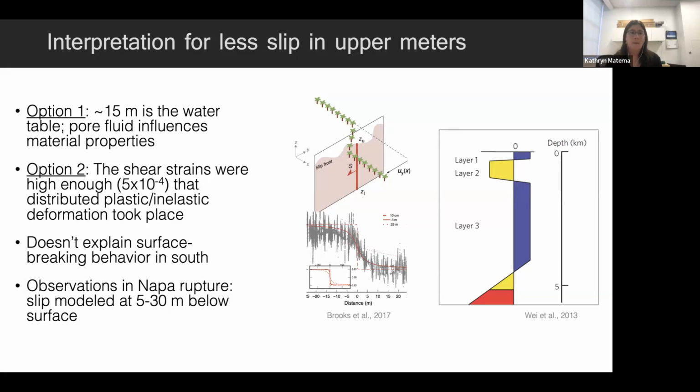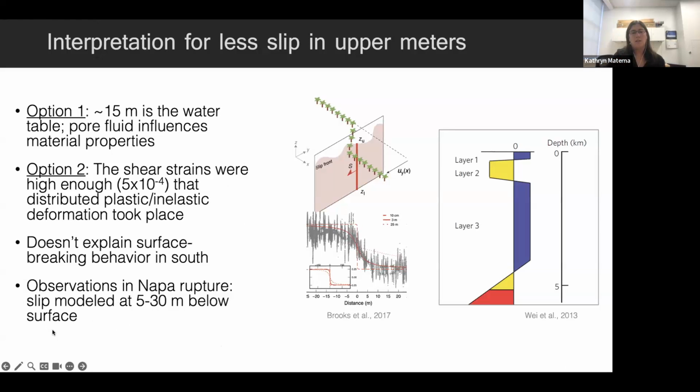The second option is that the shear strains sustained in the material could have been high enough that the strain was not elastic at all, and instead was a distributed plastic or inelastic deformation. And these are both available interpretations. We're not quite sure which one. Neither of them really explain the fact that in the central south part of the fault, the material broke to the surface.